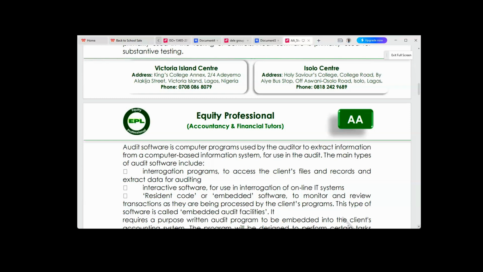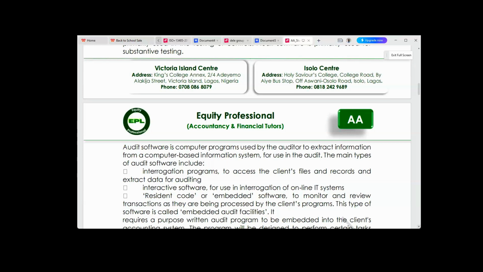But in this instance now, we're looking at it from the angle of audit. So the audit software is interacting with what? With the online system, trying to access information from the client's online system.